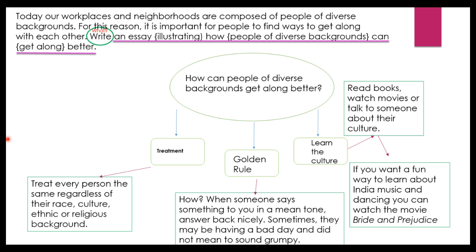Once I chose the answers, I looked at my prompt again. I notice it says I have to illustrate. That means I have to give an example. So I explore my 3 answers by illustrating how people of diverse backgrounds can get along. I gave an illustration for each one.